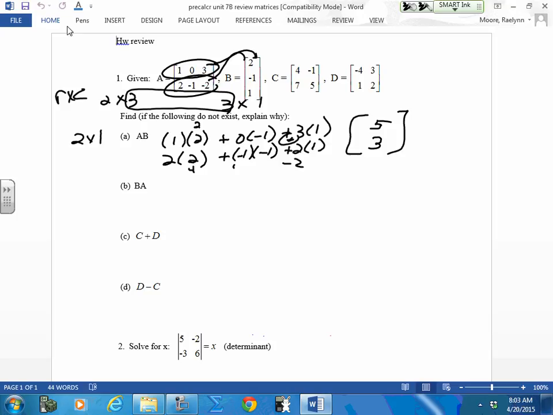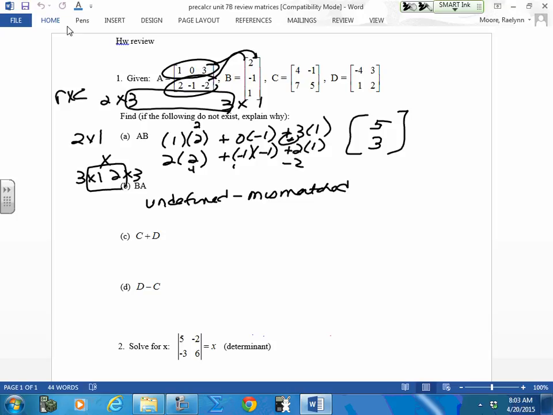Now, it's not always a commutative property in a matrix, because what happens if B comes first? B is 3 by 1, and A is 2 by 3. These do not match up in the middle. So this you cannot multiply. Undefined. And you can say mismatched. The dimensions are off.